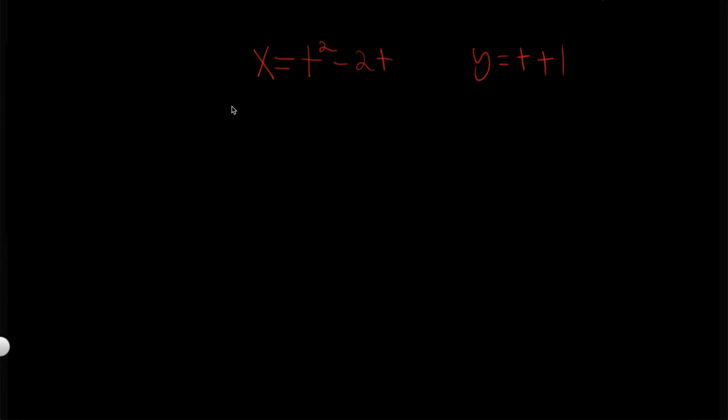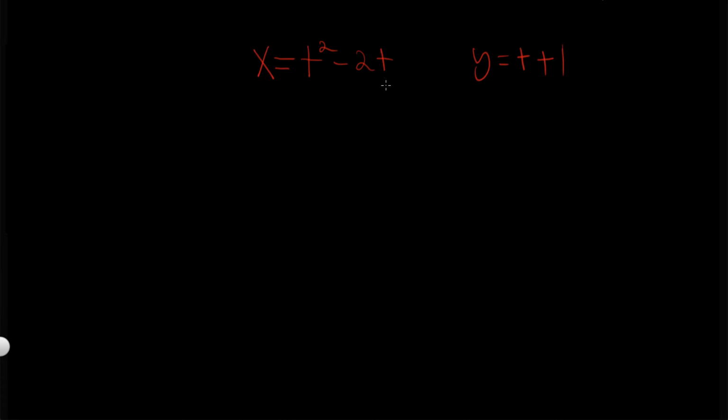So in the last video, we discussed the notion of parametrics. Now, in this video, we're going to practice graphing a fairly simple parametric equation. Let's say we have our x variable defined as t squared minus 2t, and our y variable is defined as t plus 1. So x is equal to t squared minus 2t, and y is equal to t plus 1.